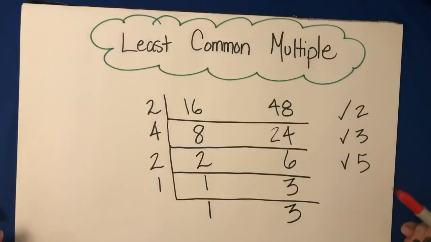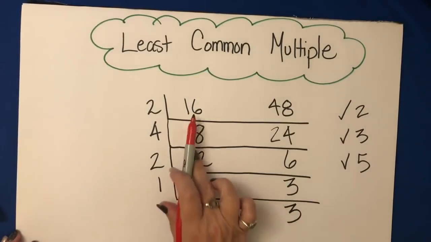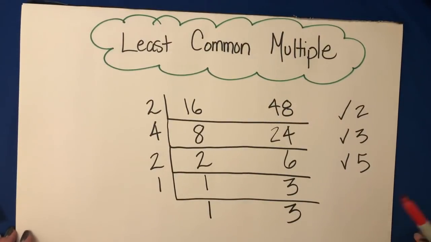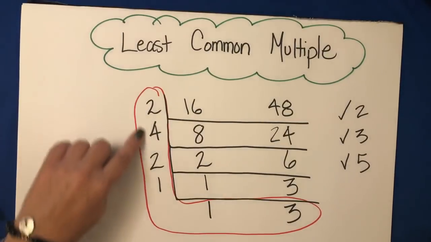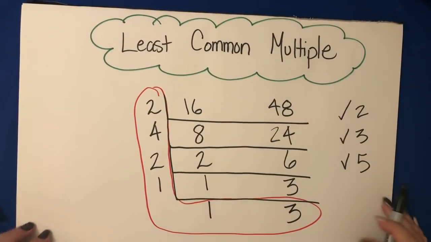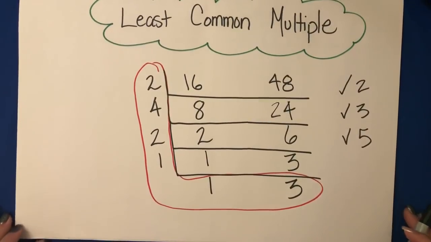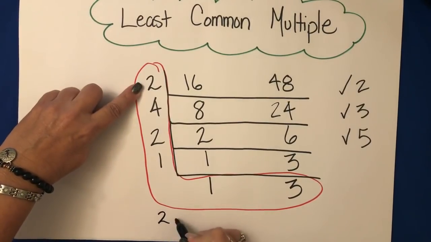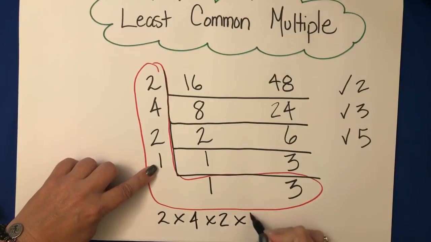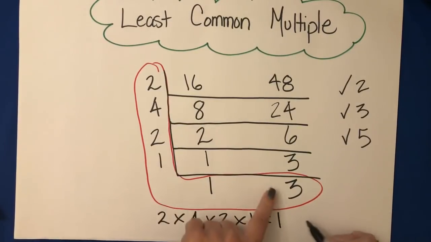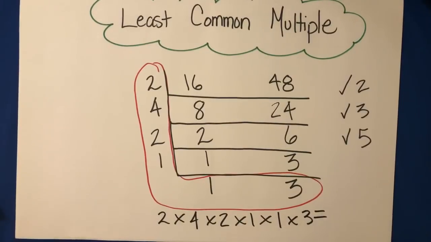But we're trying to figure out, if both trees are flashing, this one every 16 seconds and this one every 48 seconds, how long is it going to take before they both flash at the same time? So then we need to wrap our L around all the factors along the side and along the bottom, and we need to multiply everything out. So I'm going to list my numbers down below: 2 times 4 times 2 times 1, that'll give me the same number, times 1, and then times the 3 over here. I'm going to give you a second to see if you can figure out what the least common multiple is.